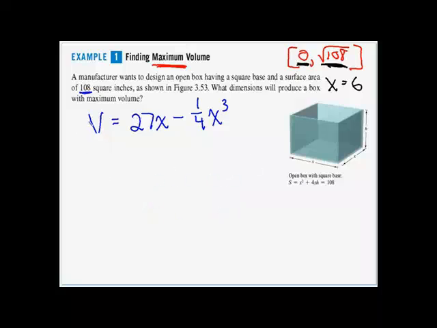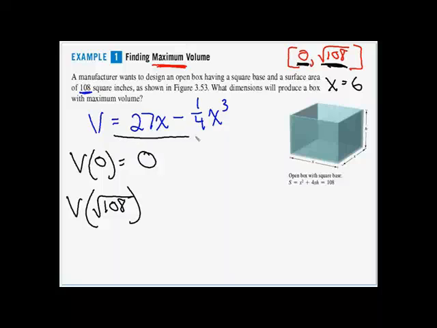So if we do v of 0, we would get 27 times 0 minus 1/4 of 0 to the 3rd, or 0. Let's do the right endpoint, the square root of 108. I did this one on my TI-89. I put my function into the y editor, and I went to the table, plugged in this x value, and that spit out a y value of 0.